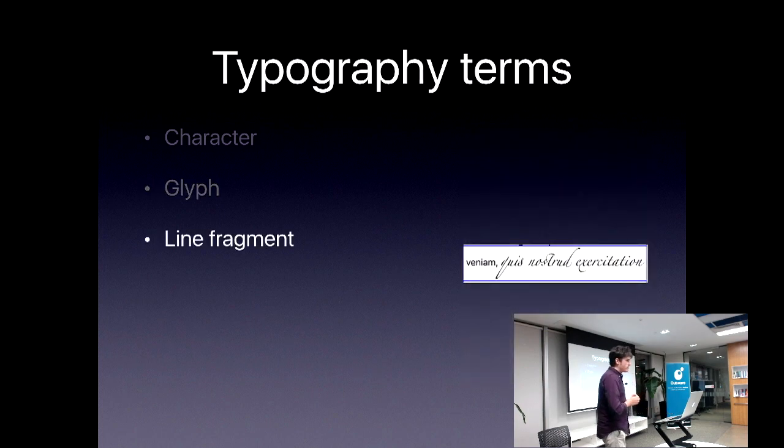Now, line fragment, and this is a term used specifically in TextKit. It's a portion of a text line filled with glyphs. Now, I say it's called fragment for a reason. That is because theoretically, in certain situations, there could be more than one line fragment in a single line, and that is because of exclusion paths. But I'll show that later.